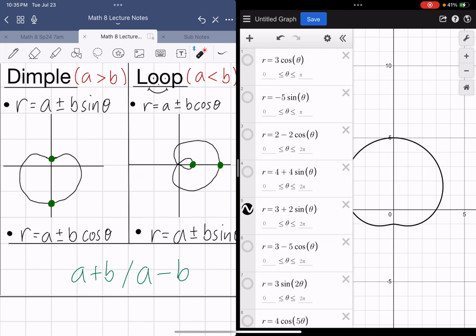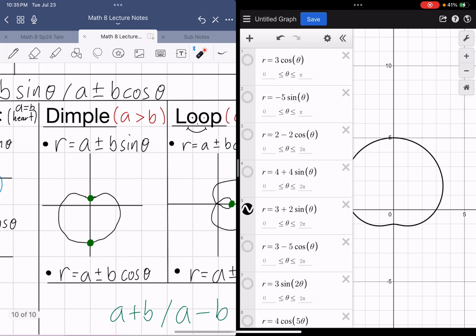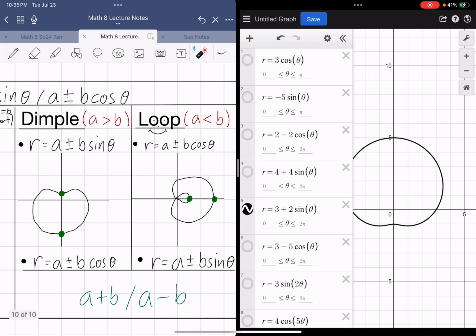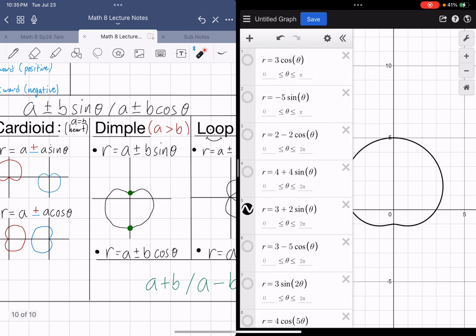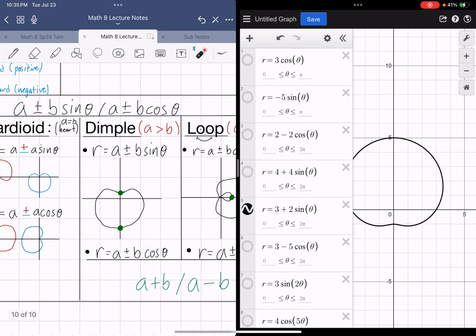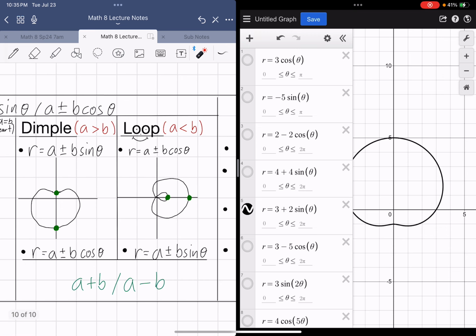But again, the goal I want you to get to is remembering the format. That there's a cardioid, there's a dimple, and a loop. And how can you determine them? Well, the cardioid's clear. The constant and the coefficient are the same. For the dimple and loop, the constant and the coefficient are different. But I can always use my table to help me decipher which one it's going to be, in case I forgot about one being larger and smaller versus the other.